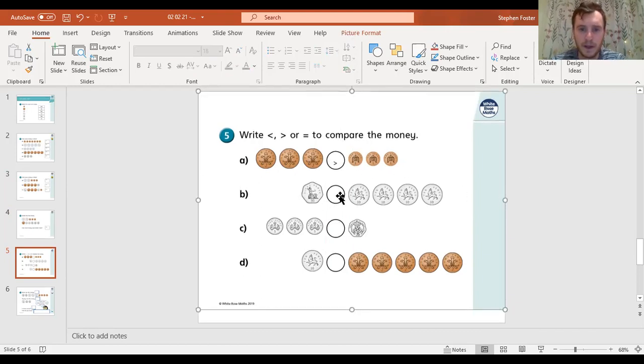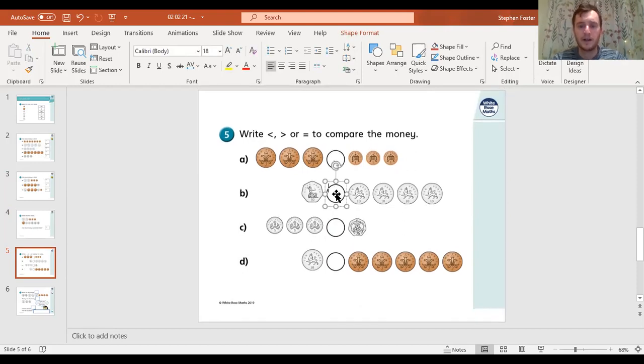Next one, I've got 50 pence here and 10, 20, 30, 40 pence here. I know that 50 pence is greater than 40 pence. So again, my symbol goes that same way. Remember, if you're thinking about a crocodile, the mouth goes towards the biggest side. On this one, I've got 5, 10, 15 here, and 20 pence on this side. So 20 pence is the greater value this time. My symbol goes that way around.